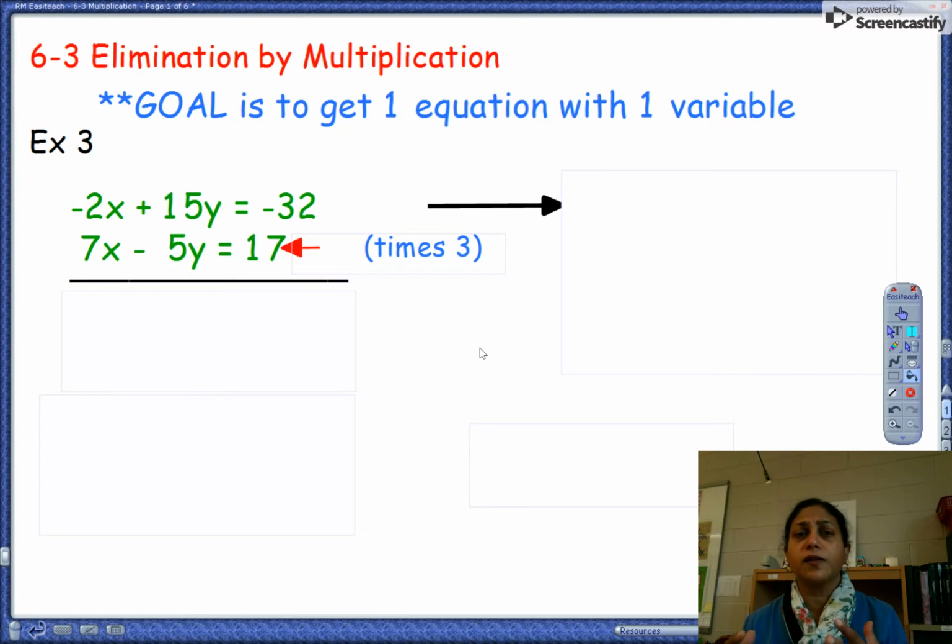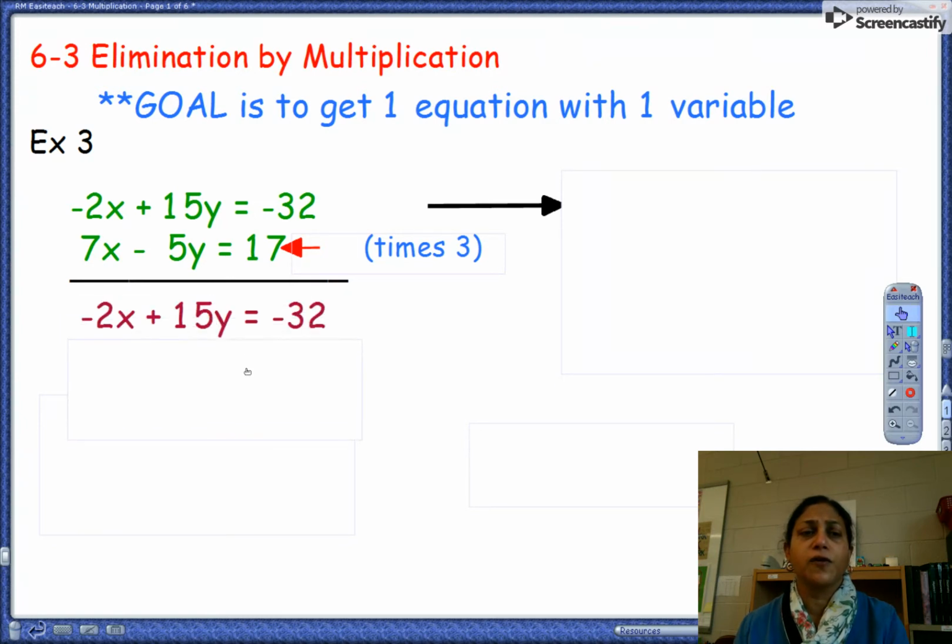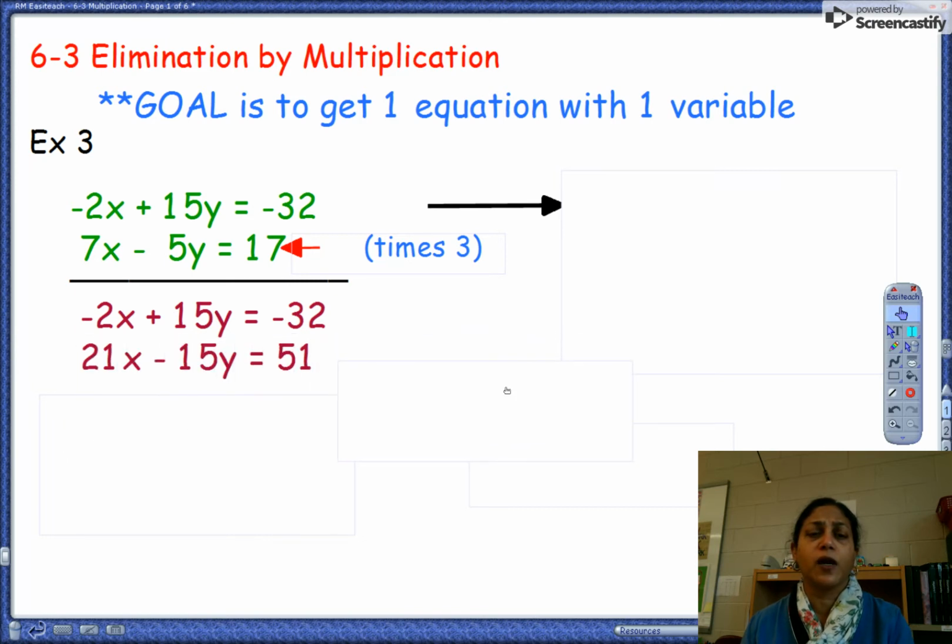Now, equations can be multiplied or divided just like fractions, but you cannot do that for expressions. You can only do that for equations. So since we're not changing the first equation, you're just going to rewrite the first equation the way it is, and then you're going to multiply the entire second equation by 3. So it becomes 21x minus 15y equals 51. Now we're ready to add.